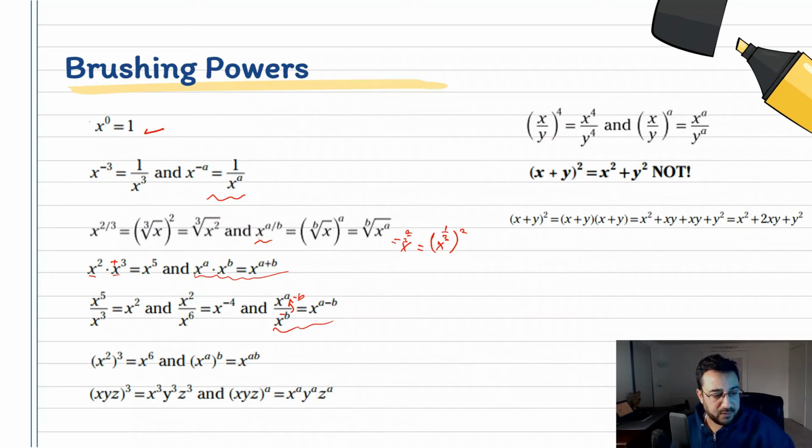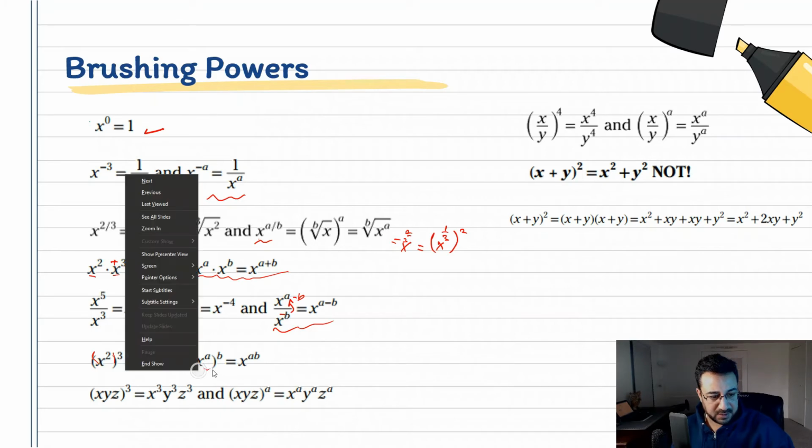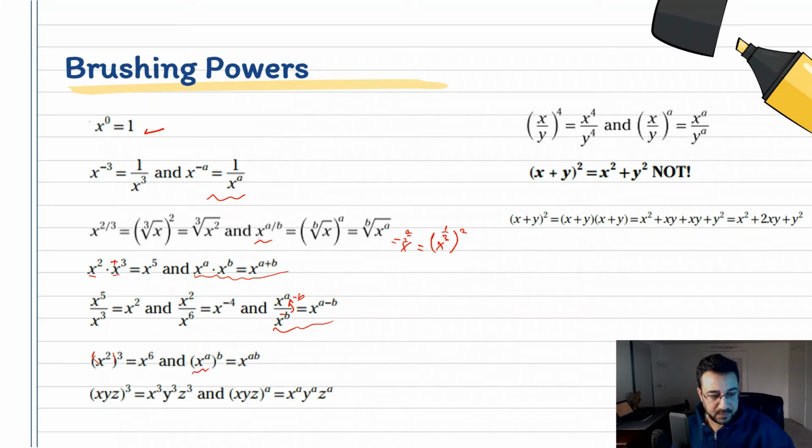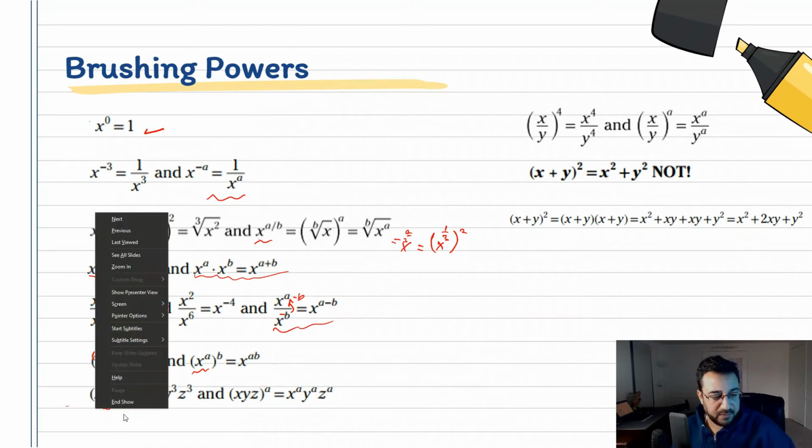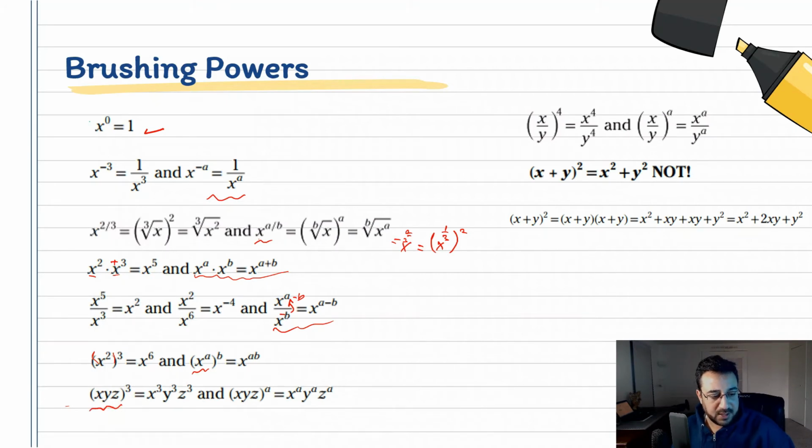So x to the power of 2 all to the power of 3, in this case x to the power of 6. So if you have x to the power of a, between parentheses, all to the power of b, that's x to the power of a multiplied by b. It's not plus b, it's multiplied by b. If you have x, y, z all to the power of 3, then you can distribute the power on each variable in this case. So it is x cubed, y cubed, z cubed, and so on. And this is the equation for it, just for your memory.